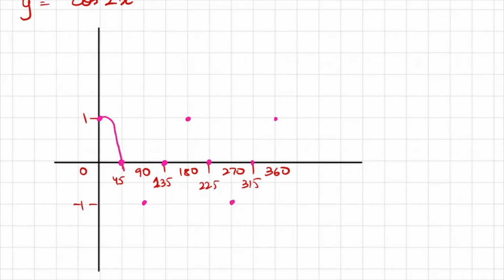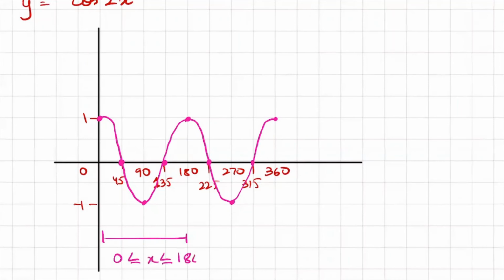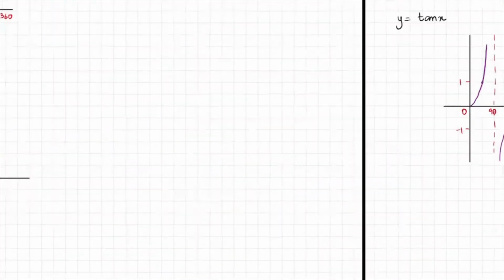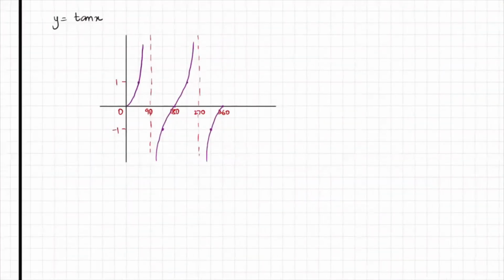So do not forget that it's not supposed to be a V and one cycle. Then this is the second cycle. So there are two cycles, which means that one complete cycle is from 0 to 180 degrees. From 0 to 180 degrees, you have one complete cycle. All right, so let's move on to the last graph, which is y equals tan x.